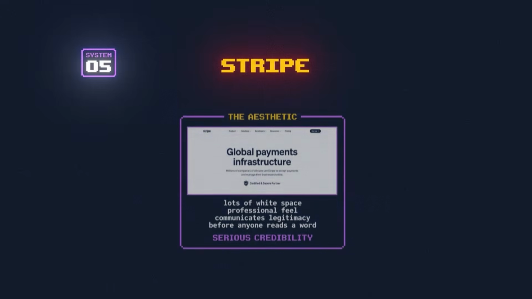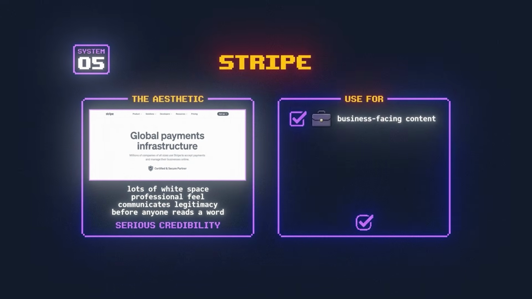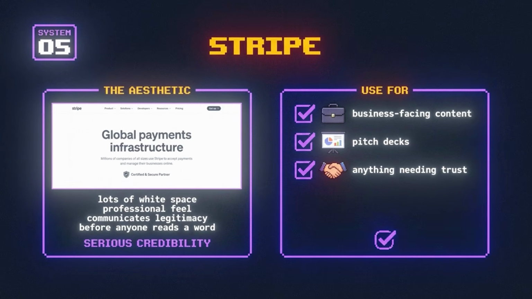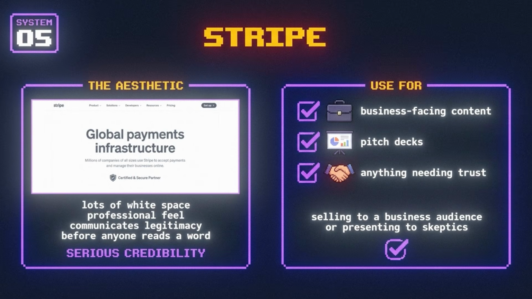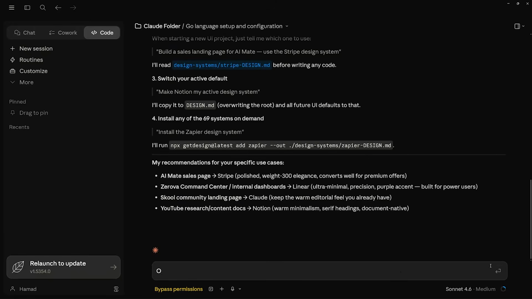Stripe, lots of white space, serious credibility, business-facing content, pitch decks, anything that needs to look professional and trustworthy. If you're selling to a business audience or presenting to anyone who needs to be convinced you're legitimate, this is the style. All 5 are in there.